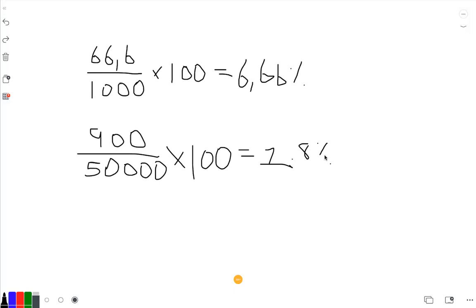I'm not going to write down what I'm going to say, so please do pay attention. And I think you should also see why one consumer is worse off compared to the other. 66 rand is a much bigger proportion of the poor consumer's income in comparison to the 900 versus 50,000. If we're looking at the money, 66 rand and 60 cents compared to 900 rand, obviously 900 rand is way bigger. So that would assume that the rich are more impacted by the price increase, right?